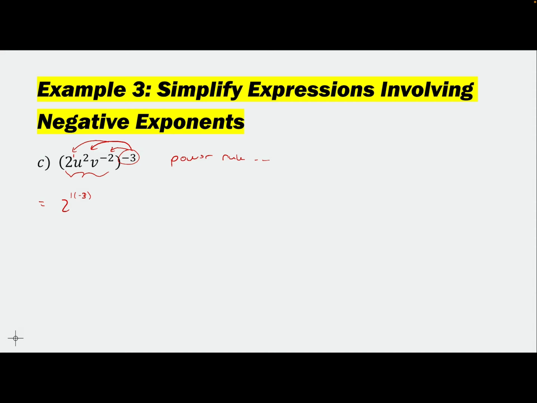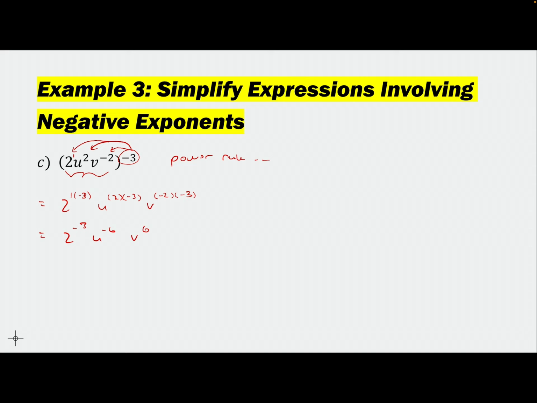So 2 to the -3. Then my u has an exponent 2, and that's multiplied by the -3. And then the v, that one's -2 times -3. So we'll have to evaluate all of that. So 1 times -3 is -3. 2 times -3 is -6. And -2 times -3 is +6.